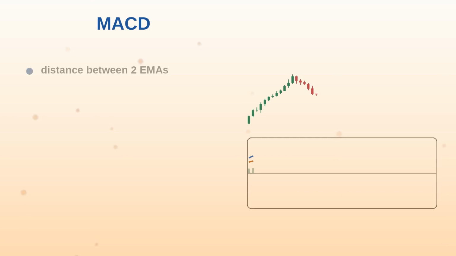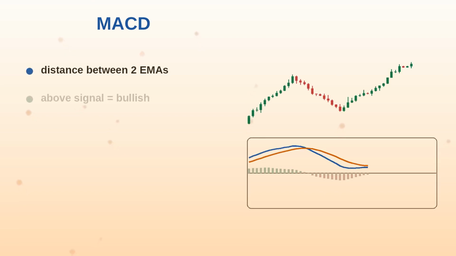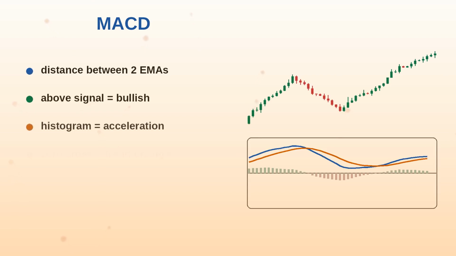MACD, moving average convergence divergence, the king of trend momentum indicators. It measures the distance between 2 EMAs, that's the MACD line, then smooths it into a signal line and plots their difference as a histogram. Read it in 3 ways.